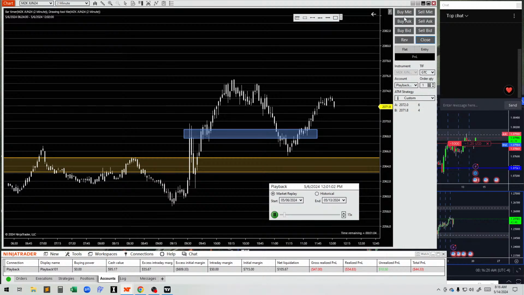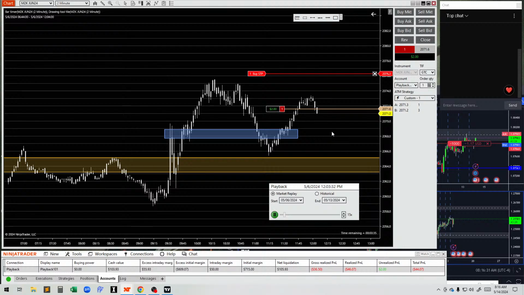So fading that off of this level here. We're pretty close to that. Cover the top and see if it'll come back down below to get back the rest of our money there.